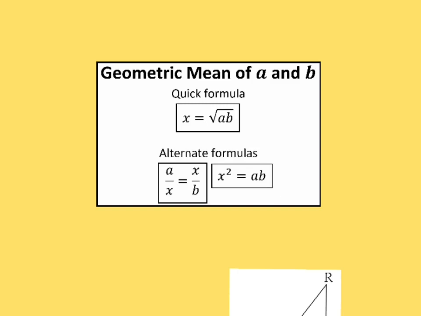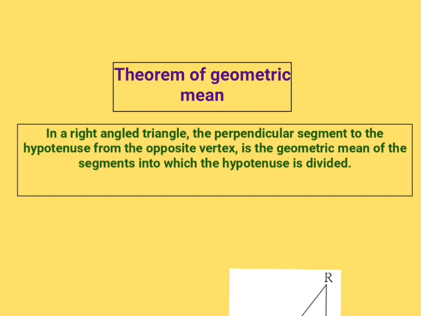Now we'll move towards the theorem of geometric mean. The statement of this theorem is, in a right angle triangle, the perpendicular segment to the hypotenuse from the opposite vertex is the geometric mean of the segments into which the hypotenuse is divided. The statement is a little bit complicated, but the meaning is very easy, and solving examples using the theorem of geometric mean is also very easy and very interesting.